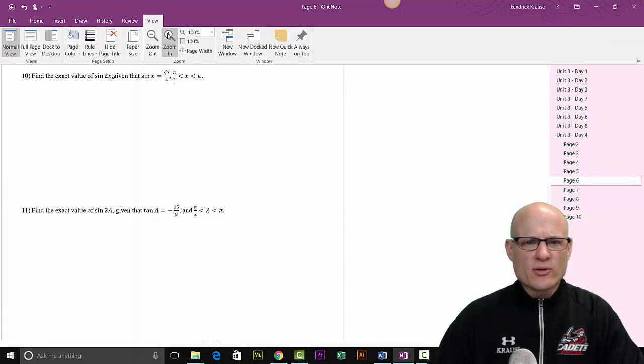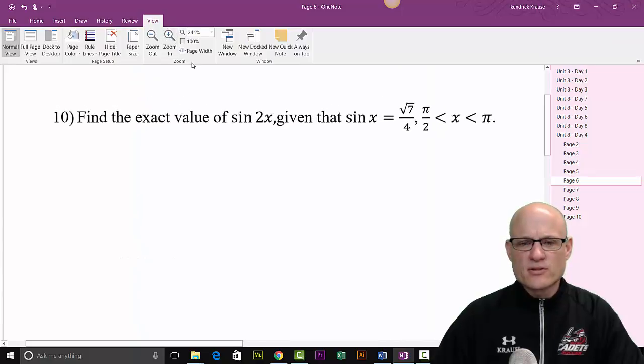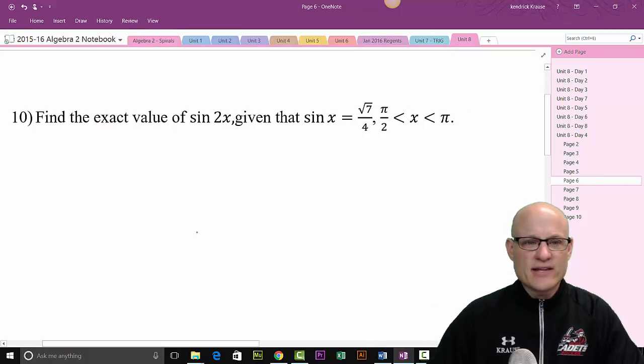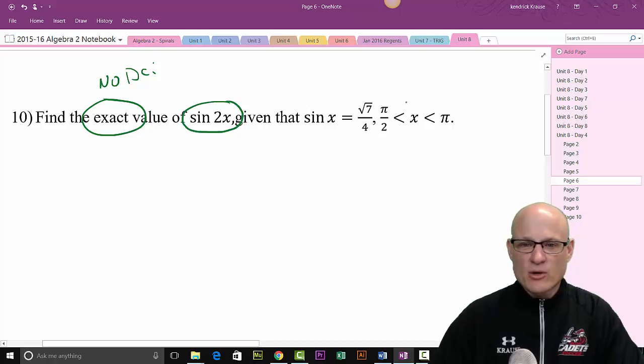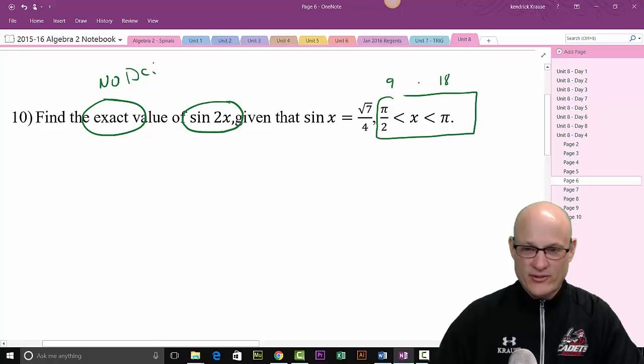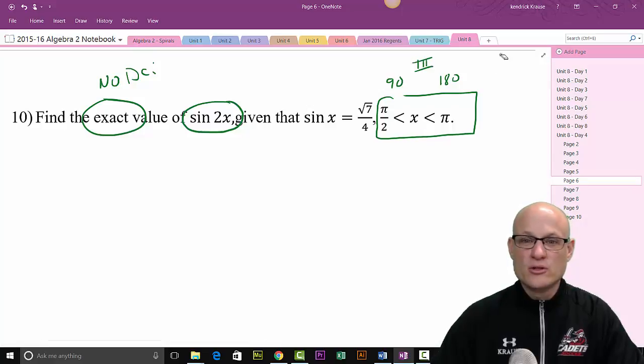Oh, I'm losing my voice for some reason. I don't even know why. So, find the exact value. Don't use your calculator. No decimals. Oh, got another double angle formula. You got to figure out what quadrant we're in. This is 90 degrees, and this is 180 degrees. So x is in quadrant 3. Oh no, quadrant 2. Between 90 and 180 is quadrant 2.